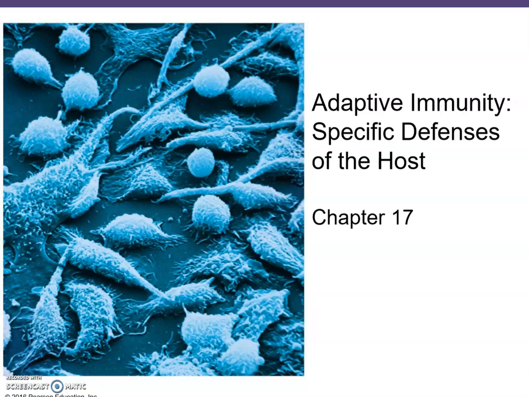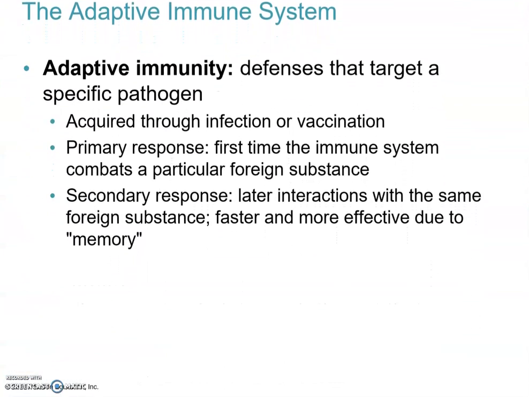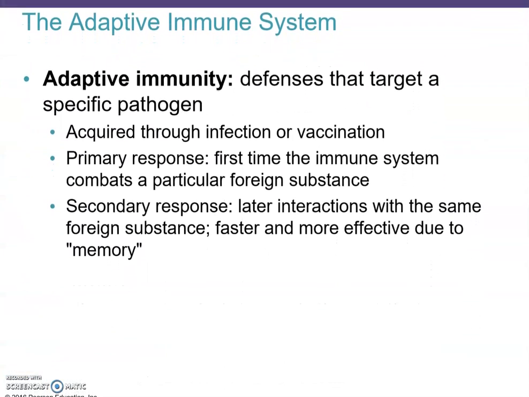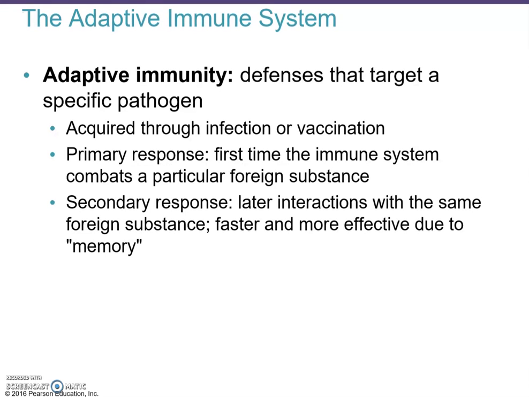In the last chapter, we covered the non-specific defenses of the host, and now we're going to move on to specific defenses or acquired immunity. Here's a definition. The adaptive immune system, or your acquired immunity, are defenses that target a specific pathogen. That means it involves a strategy, and that all revolves around lymphocytes.